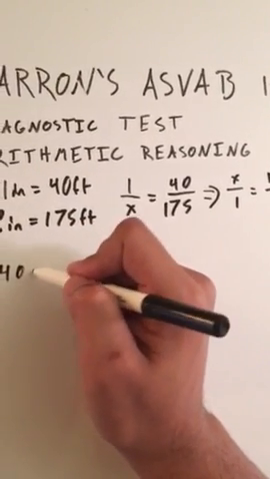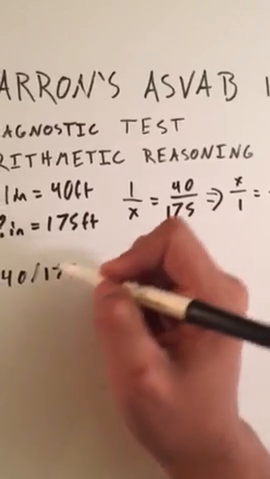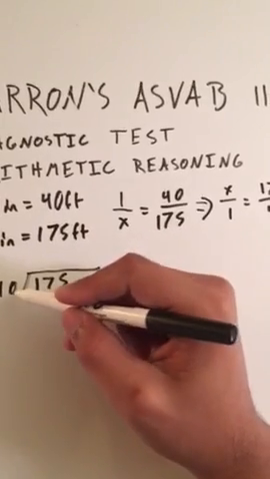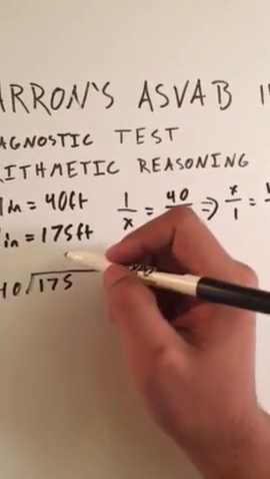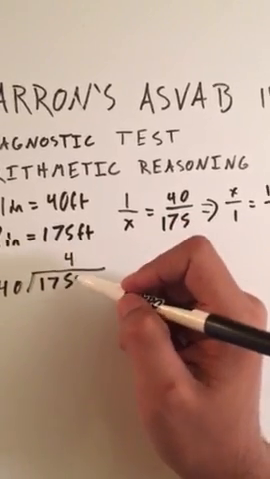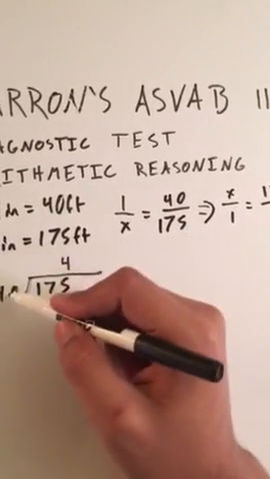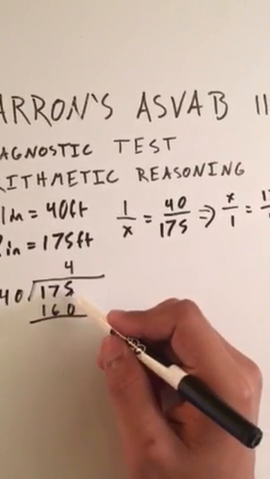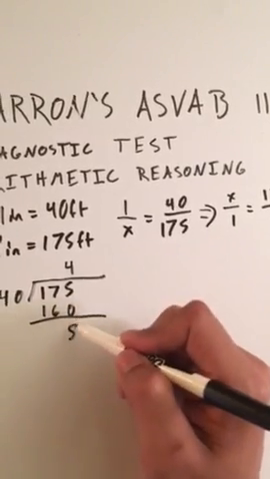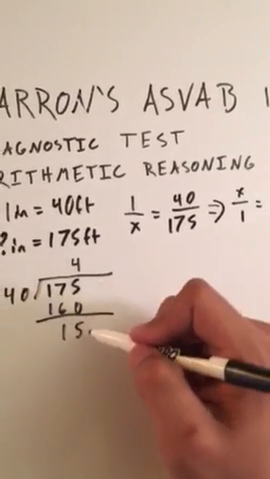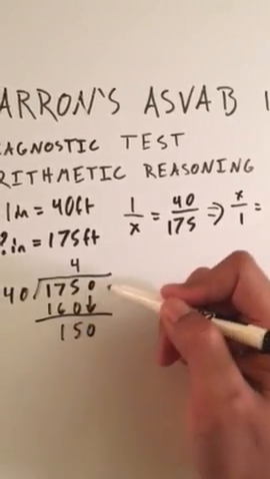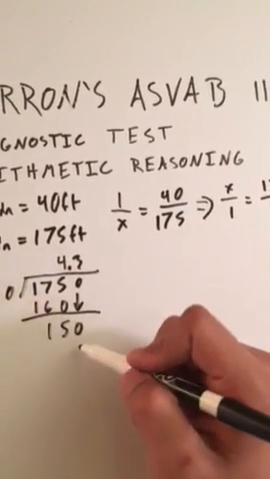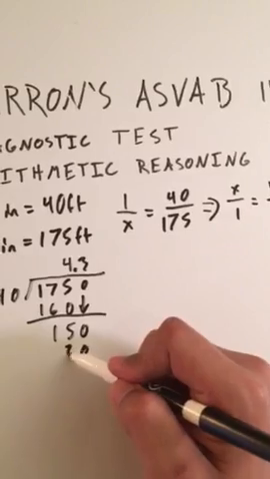40 goes into 175. Again, I'm going to show you multiple ways to solve this. 40 goes into 175 4 times. 4 times 0 is 0. 4 times 4 is 16. Now we have 5 minus 0 is 5. 7 minus 6 is 1. Bring down the 0. 4 goes into 150 3 times. 3 times 0 is 0. 3 times 4 is 12.